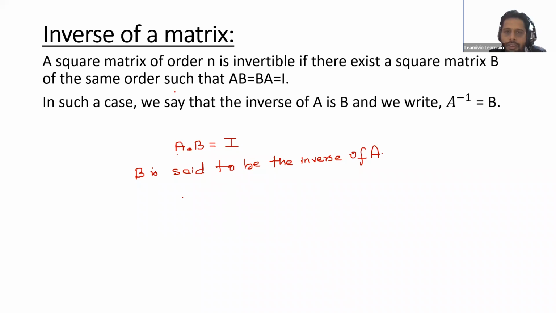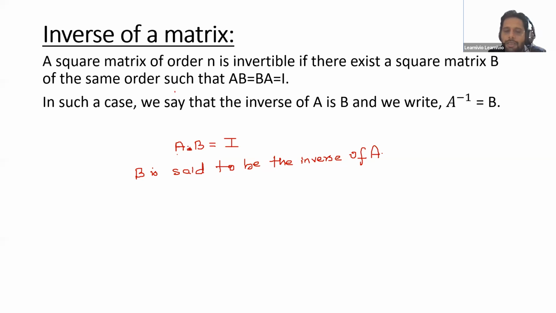Okay, if we take this as an example of a real number, suppose we have a 2. We will multiply this with some number so that we will get a 1. So what will that number be? 1 by 2. So similarly, if you multiply A with another matrix B and you are getting an identity matrix, then you will say that B is the inverse of A.